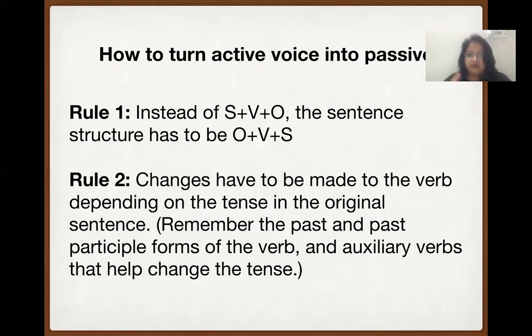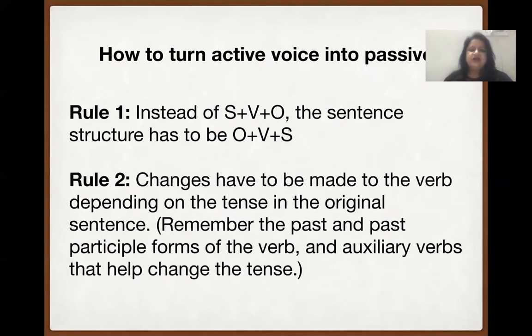right? But then there are certain rules to it. You can't just flip it around. There are certain changes that the verb undergoes. If you understand these changes, it is very helpful. Rule 2, changes have to be made to the verb depending on the tense in the original sentence. Okay, remember the past and past participle forms of the verb and auxiliary verbs that help change the tense.